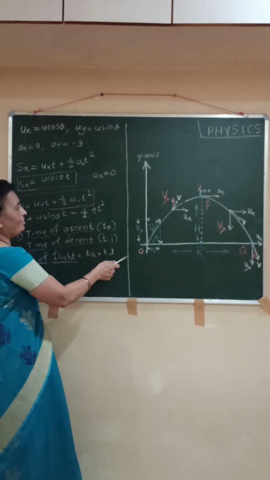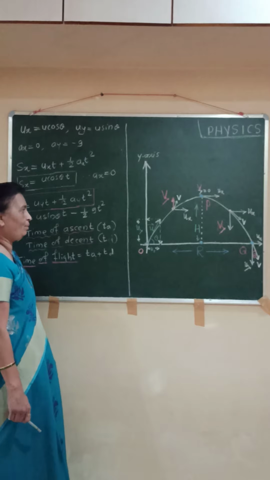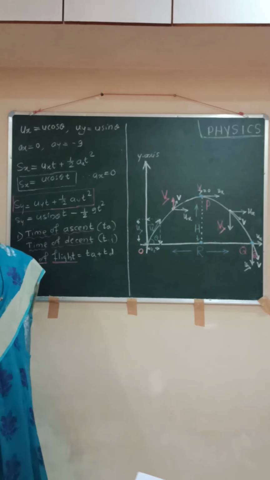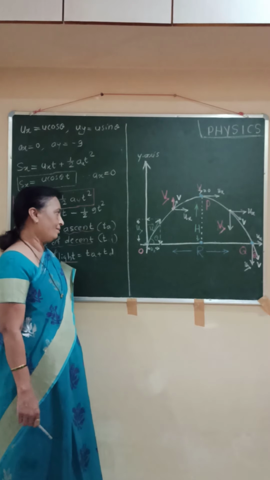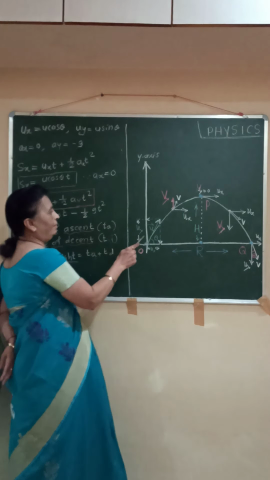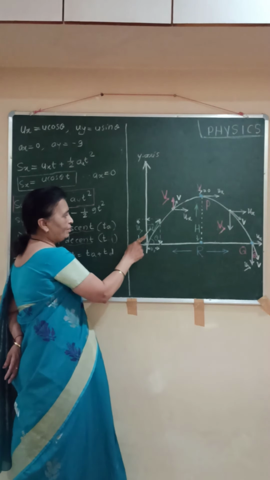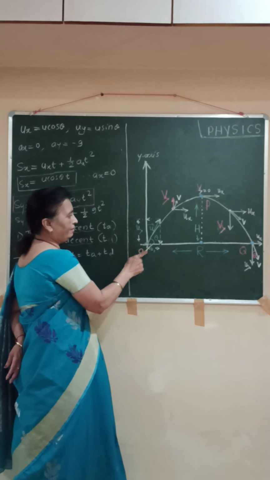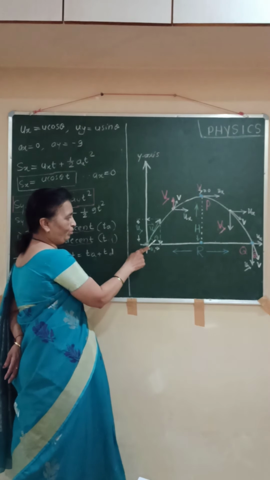During the last lecture, we studied how the projectile moves in the xy plane, and related to projectile motion, we studied some definitions. First one is u, the velocity of projection. This velocity of projection makes an angle theta with horizontal. So this theta is known as the angle of projection.